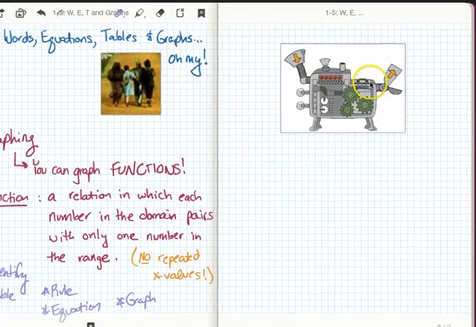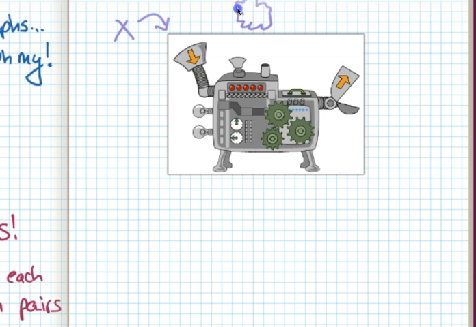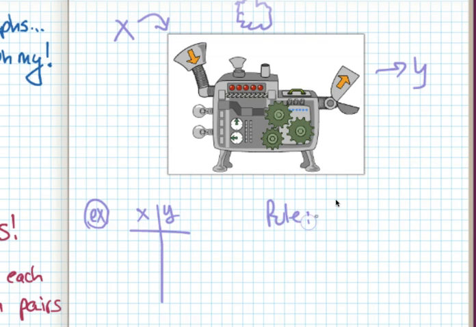Okay, let's remember that a function is basically like an input-output machine. So something goes in for x, there's a cool rule that is applied to it, and out comes y. Let's go ahead and create a function table. Let's say that we have a rule where I know that half of x plus 2 gives us y. Just kind of using words and symbols to describe a rule. Half of x plus 2 gives us y.